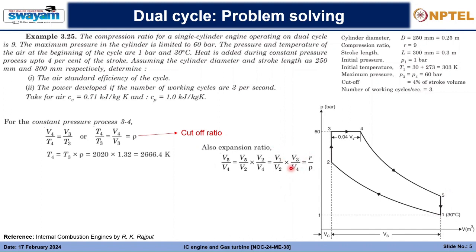Then V3 by V4. So V2 is replaced by V3 because these are the same. And we know that V4 by V3 is the cutoff ratio. So accordingly, the expansion ratio V5 by V4 can be found out in terms of the compression ratio and the cutoff ratio.